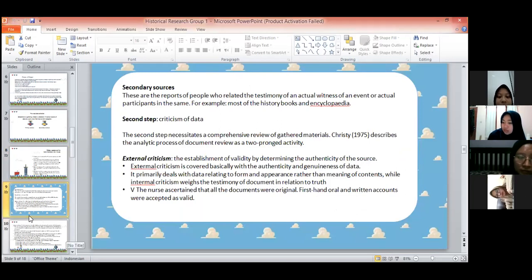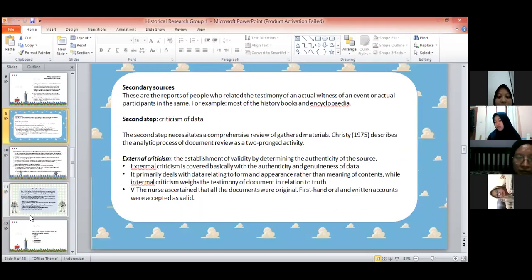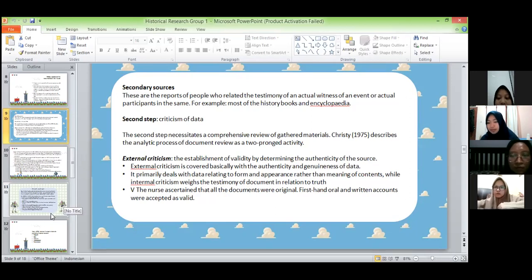So the secondary sources are the reports of people who relate the testimony of an actual witness of an event or actual participants in the same, for example, most of the history books and encyclopedias. The second step is criticism of data. The second step necessitates a comprehensive review of data material.